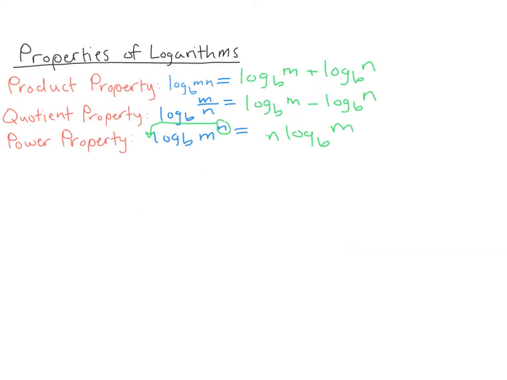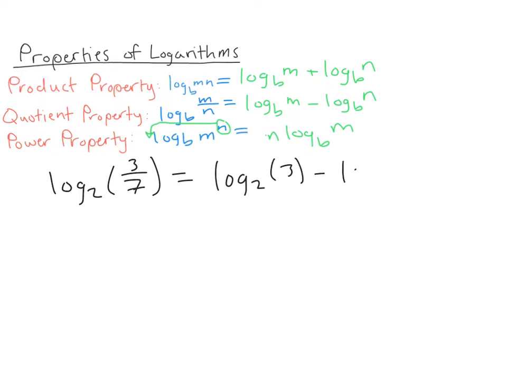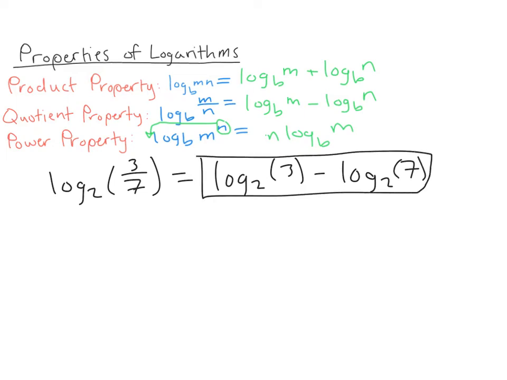So let me erase this. Alrighty, so say I gave you log base 2 of 3 divided by 7. Well, clearly that is division, right? Which leads us to do our quotient property. So what I'm going to do is it's the top minus the bottom. So it's going to be log base 2 of 3 minus log base 2 of 7. And there you go. You finish that one.